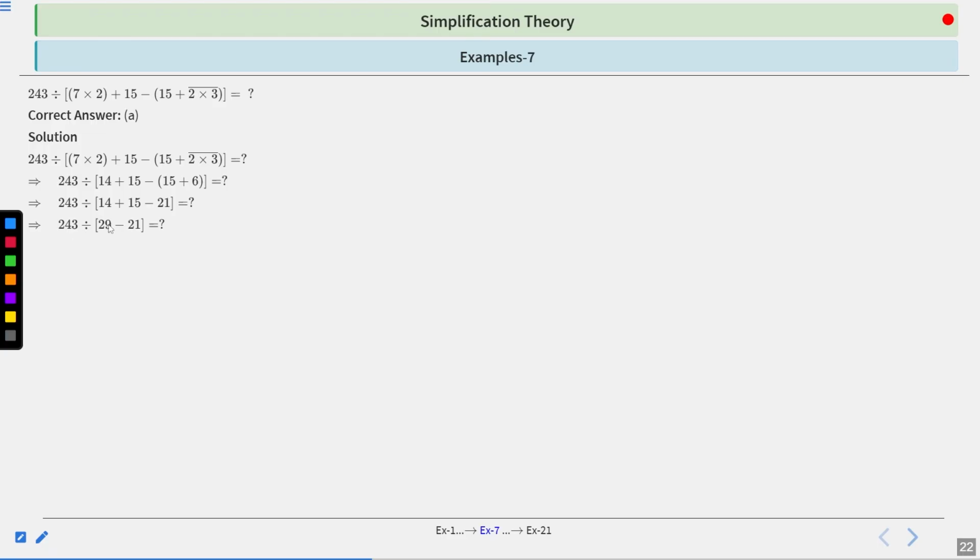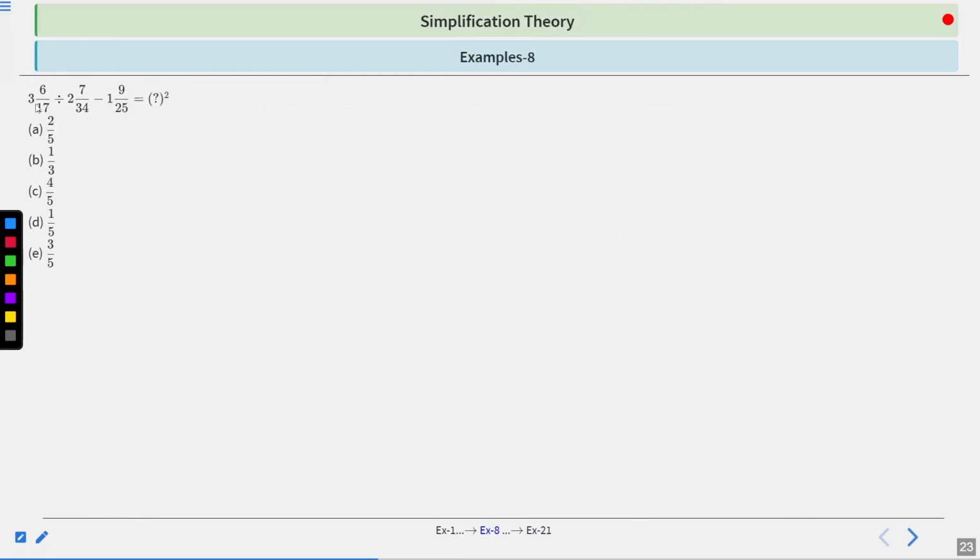So we get 243 divided by, in the large bracket, 29 minus 21, which is equal to 243 divided by 8, which equals question mark. So for the question mark we get 30 and 3 by 8. So A is the correct answer. Next one.